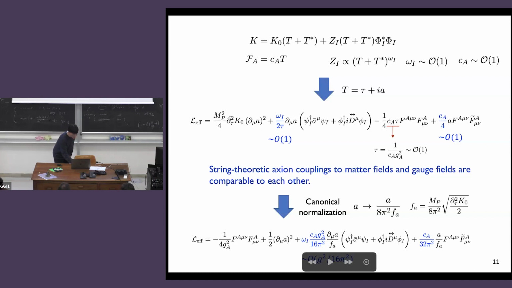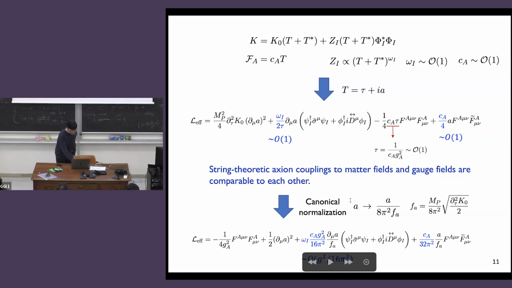But this dimensionless parameter can depend on the size of the extra dimensions. This can be parametrically smaller than order 1. But except for this, the involved parameters are all order 1. Actually, in this field basis, the axion is a dimensionless field variable. And then here we see that the axion couplings to the matter fields and gauge fields are given by this order 1 coefficient. So this means that string theory axion couplings to matter fields and gauge fields are comparable to each other, both arising from this tree-level interaction.